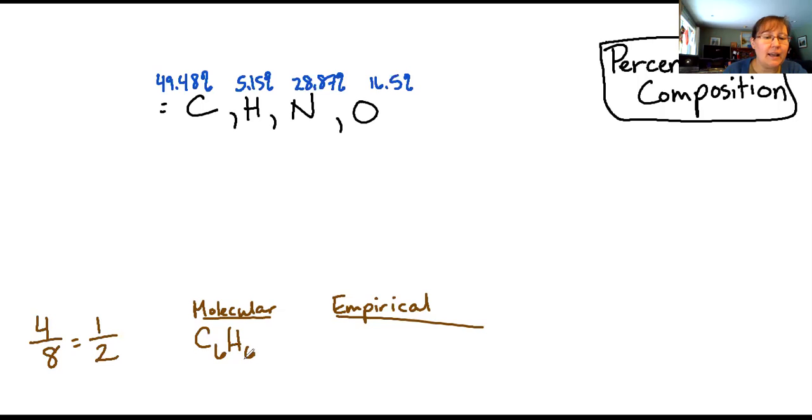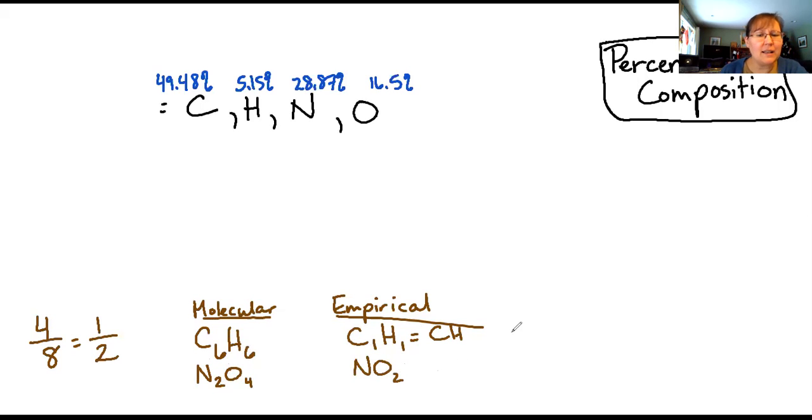So C6H6 could be simplified to C1H1, or more simply just CH. Okay, let's say that you had N2O4, dinitrogen tetroxide. The empirical formula for this would be NO2.